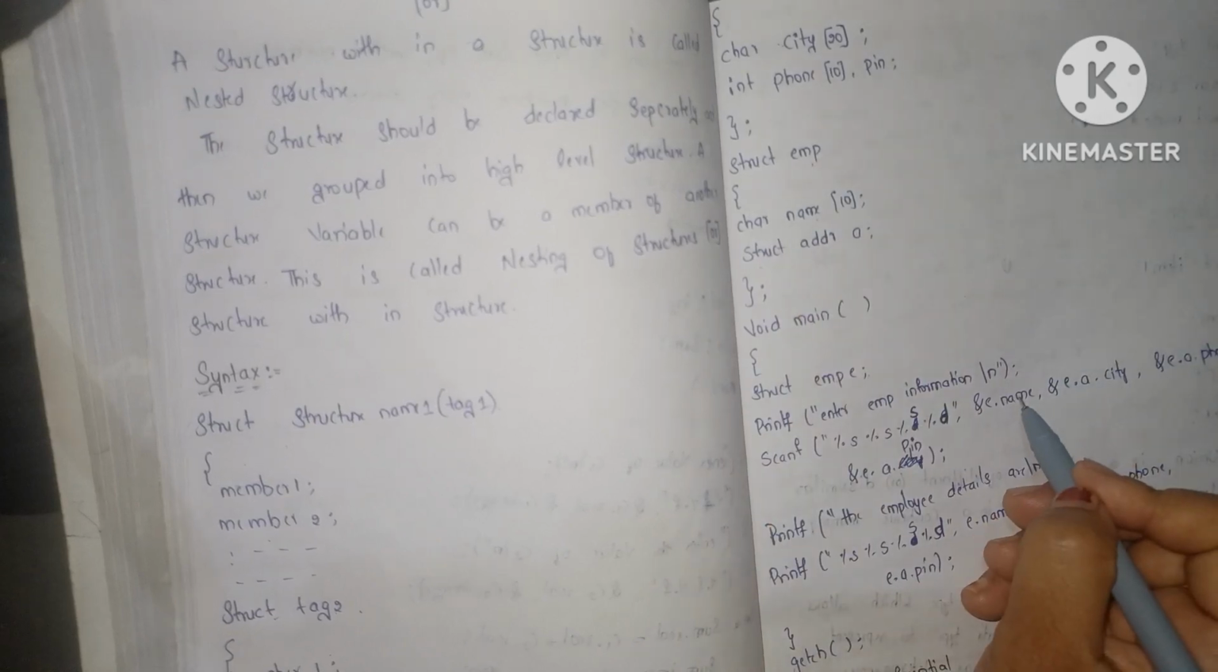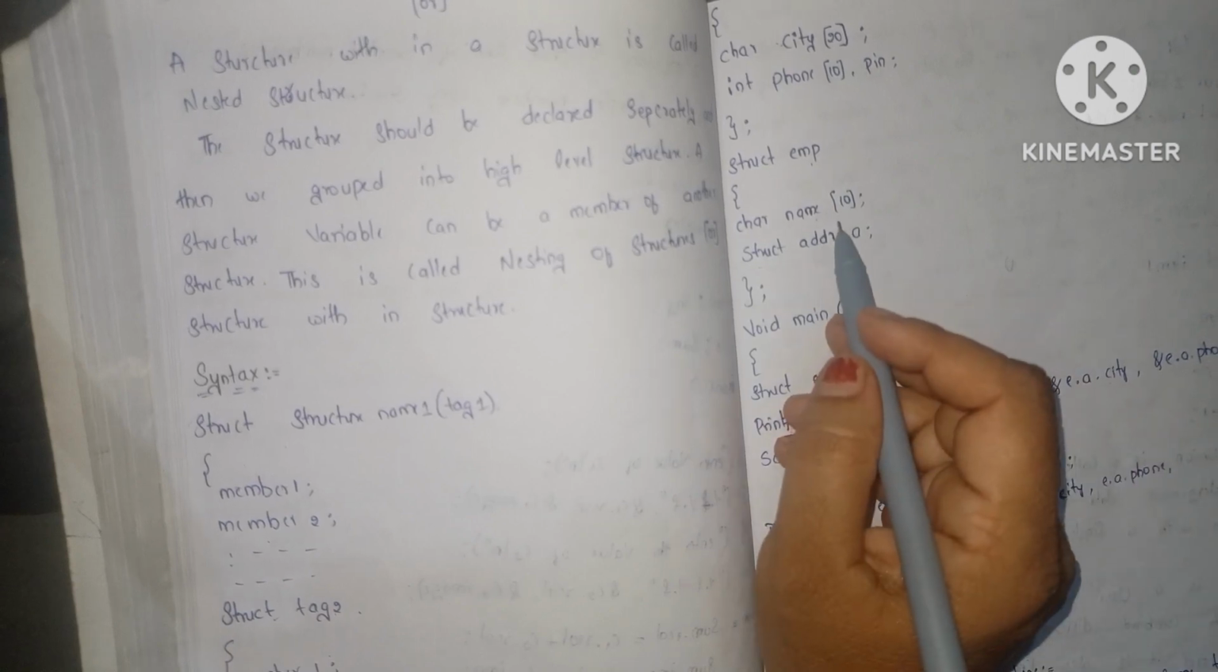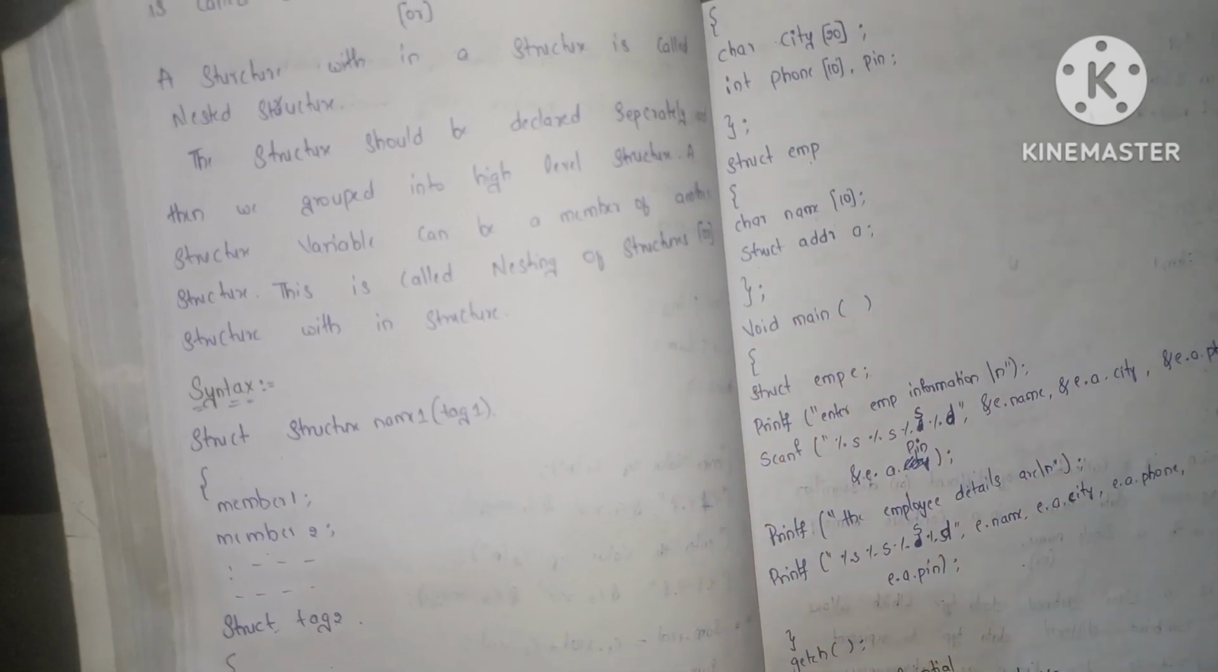E is the structure variable for employee. Now I want to access name. Name is directly there in the employee. So directly write E dot name.